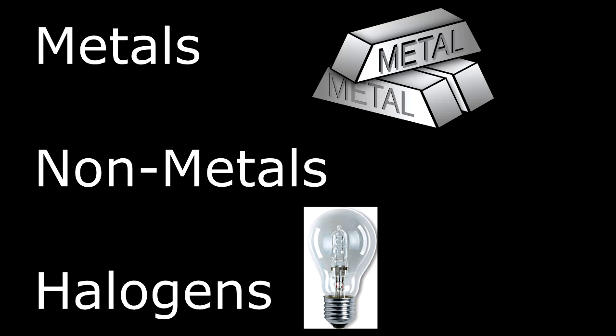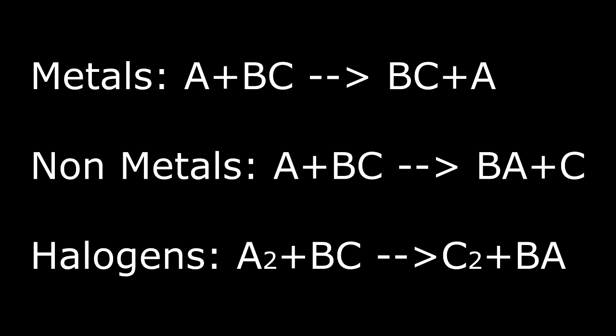The basic chemical formula for metals in a single displacement reaction is A plus BC yields B plus AC, and for nonmetals it would be A plus BC yields B plus AC. And finally, for halogens, the formula is A2 plus BC yields C2 plus BA.